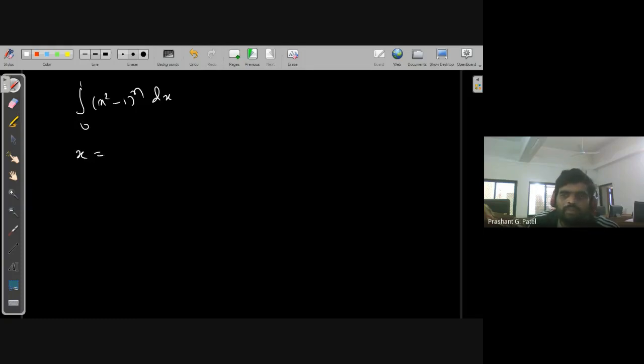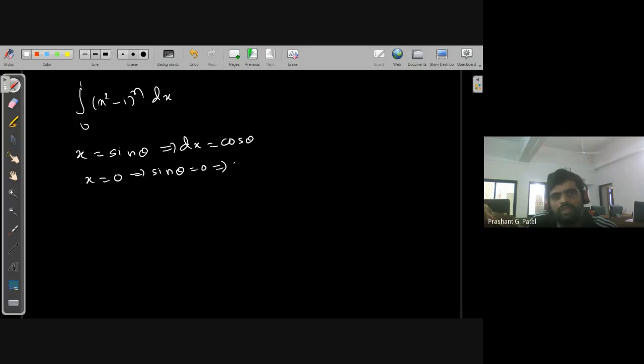You will assume x is equal to sine theta. So this will imply dx is cos theta. If x is 0, sine theta is 0, so theta will be 0. If x is 1, sine theta is 1, which will imply theta is pi by 2.